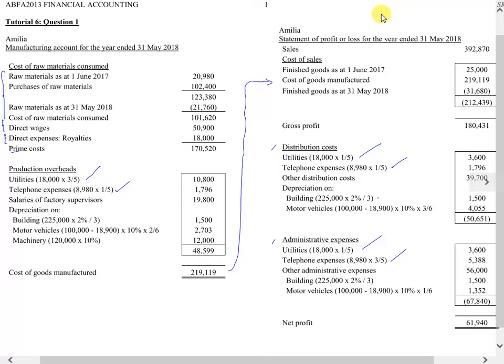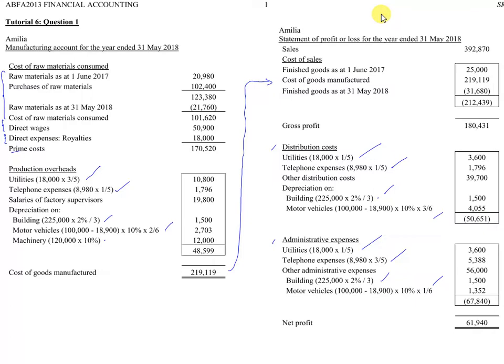So straightforward. Machinery, no need to share. Everything comes to overhead. Building, we must share equally, 1/3, 1/3, 1/3. Motor vehicle will be 3-1-1? 2:1. Done. 2/6, 3/6, and 1/6. 2, 3, 1. Easy. Should be okay. Wait until you see next week.